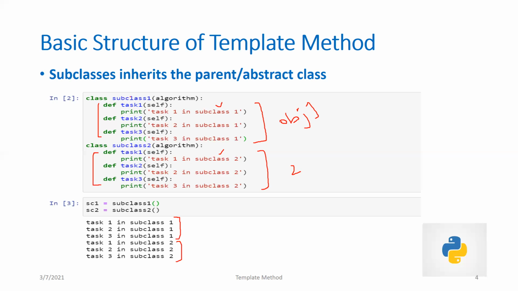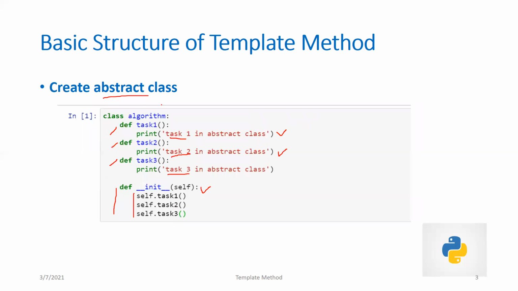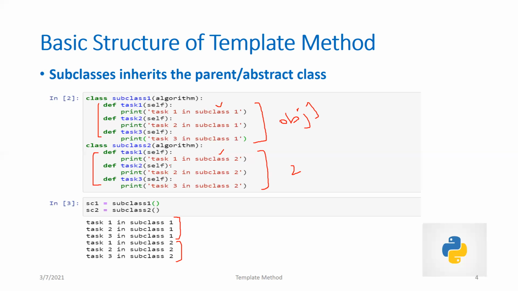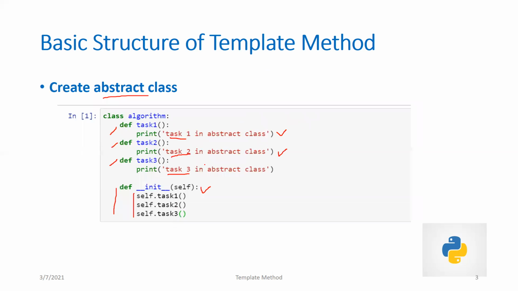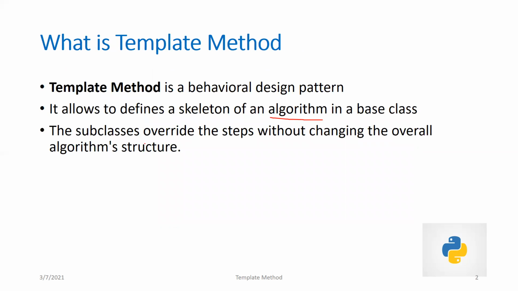So these subclasses override the actual method that was written in the algorithm class, their parent class, that was task one in the abstract class. But they are printing task one in subclass one, and here it prints task one in subclass two. That means the result has been changed, the functionality has been changed. The subclass is inheriting the properties of the algorithm parent class, but overrides the methods of the parent class. That is what we wanted in this section: the subclasses override the steps without changing the overall algorithm structure.